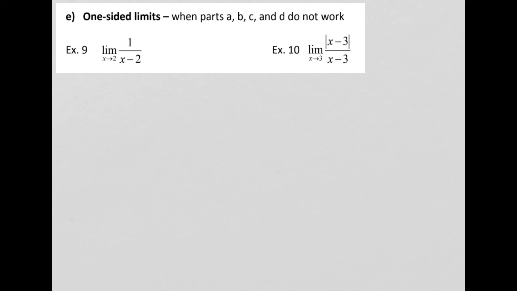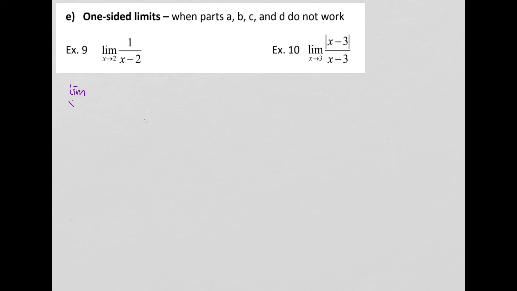So what can we do? If nothing works, then we have to do a one-sided limit. One-sided limit means before I can find the limit, I have to look at what's the right-hand side limit and what's the left-hand side limit. So let's look at example 9.